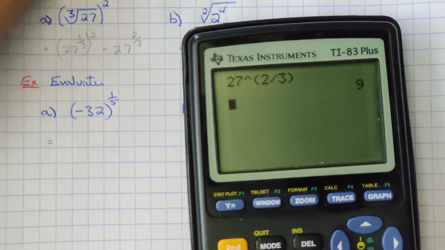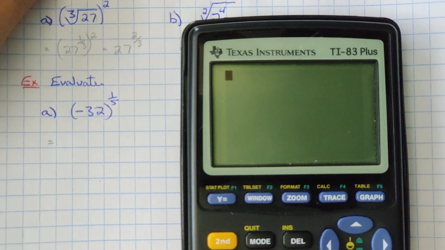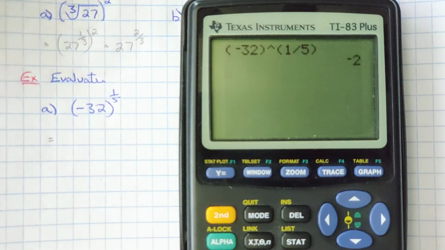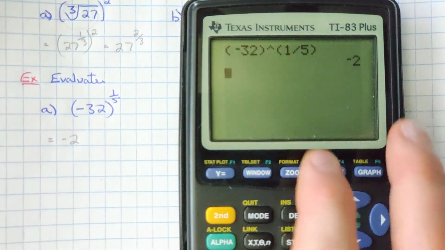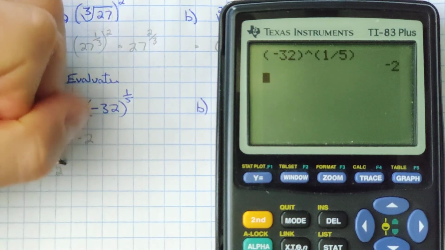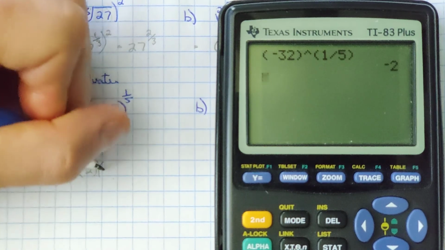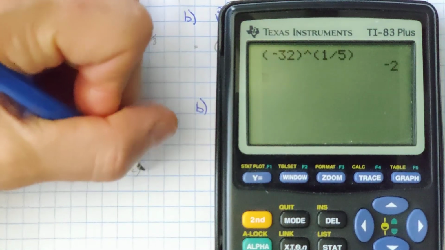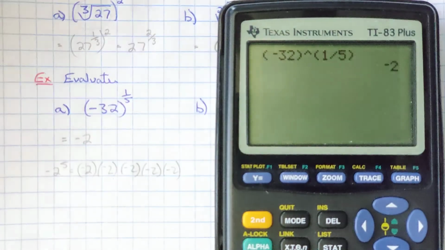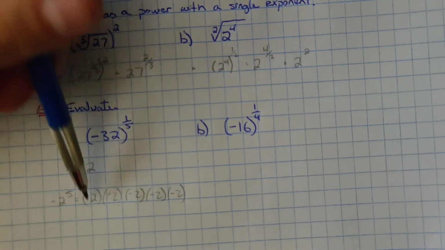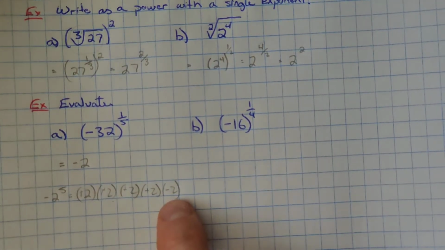And if I type this in my calculator, so I'm just going to evaluate that. Negative 32 to the power of bracket 1 divided by 5. And I get -2. And we can see that if we have -2 to the 5, the opposite, that's -2 times -2 times -2 times -2 times -2. And that works out to -32. We have two negatives make a positive, these two negatives make a positive, and we're left with the leftover negative, leaving that as negative.